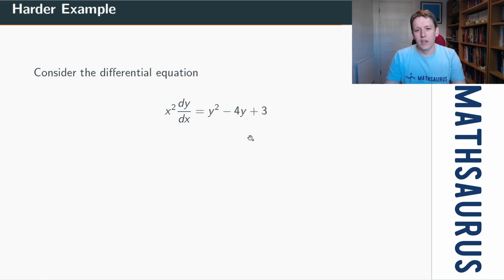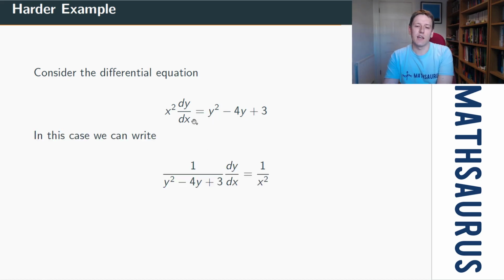Okay, so this isn't quite in the form of a separable differential equation, but clearly it's equivalent to that, right? dy by dx is a function of y times a function of x. That function of x here would be 1 over x squared, if I just divided through by x squared. But actually, we're going to divide through by the x squared here, and also divide through by the y squared minus 4y plus 3, and we get exactly this form here.